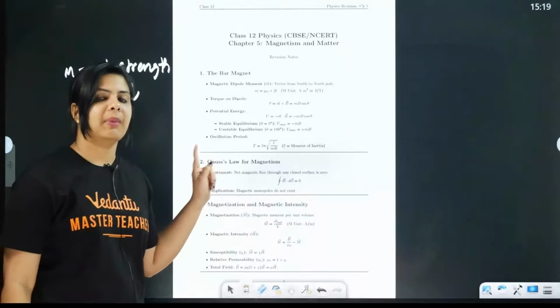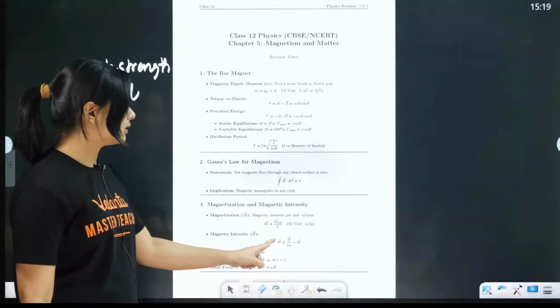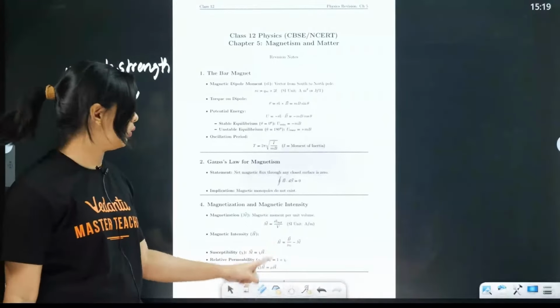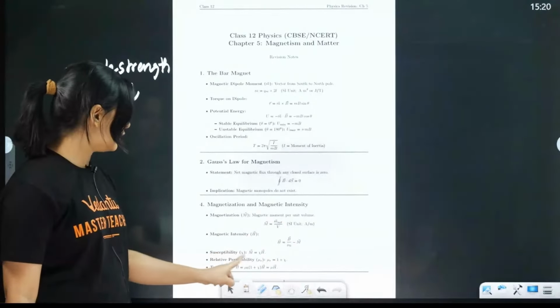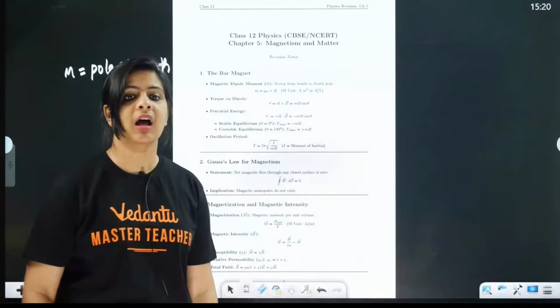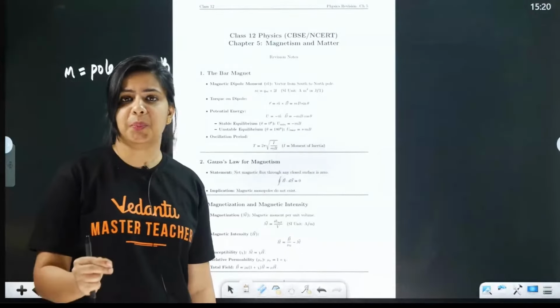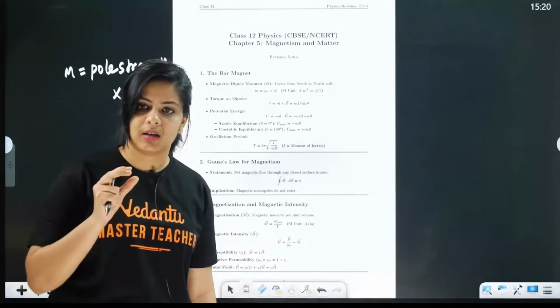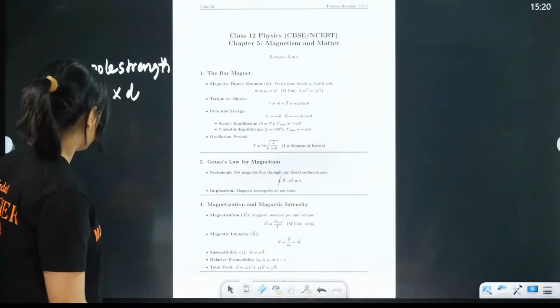Magnetization is the magnetic moment per unit volume. Next, magnetic intensity: H is equal to B by mu naught minus M. Then the susceptibility equation, relative permeability and total field. All these equations are important. You can just write them correctly and study them, because they are important and can give you straight marks. They will be asked directly, so you can get the marks easily.